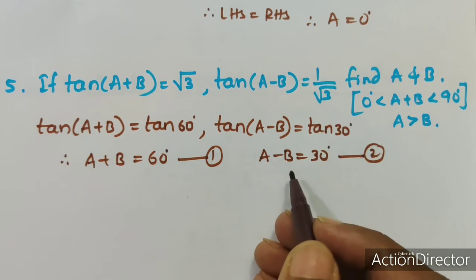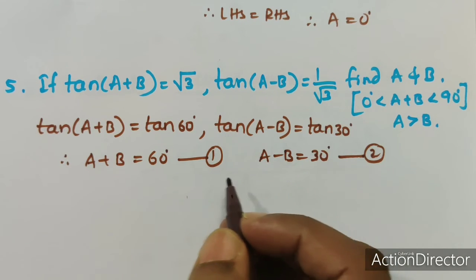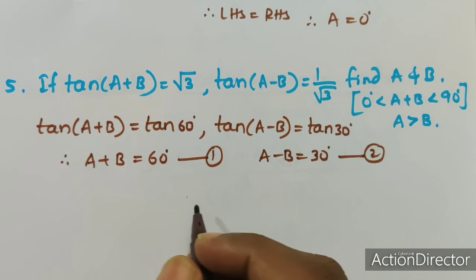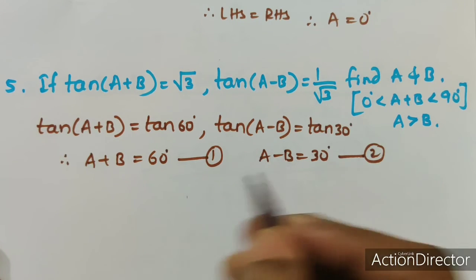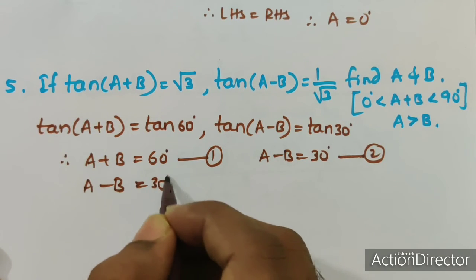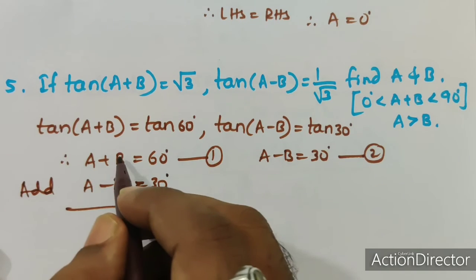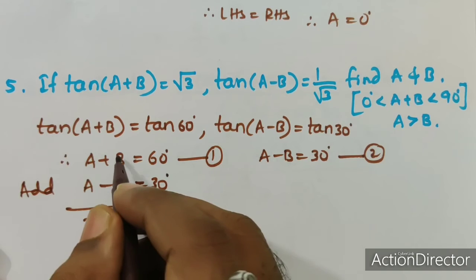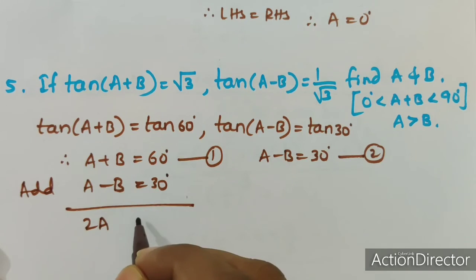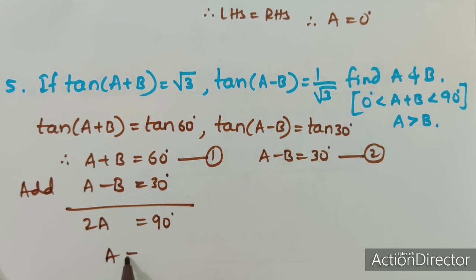You already know how to solve linear equations. These are two linear equations. You can use the elimination method or substitution method and simplify it. So now I'll bring 2 here, A - B equals 30 degree. If I just add them, A plus A will be 2A, B minus B gets eliminated. It's the elimination method. 60 plus 30 becomes 90, so A equals 90 by 2, which is 45 degree.